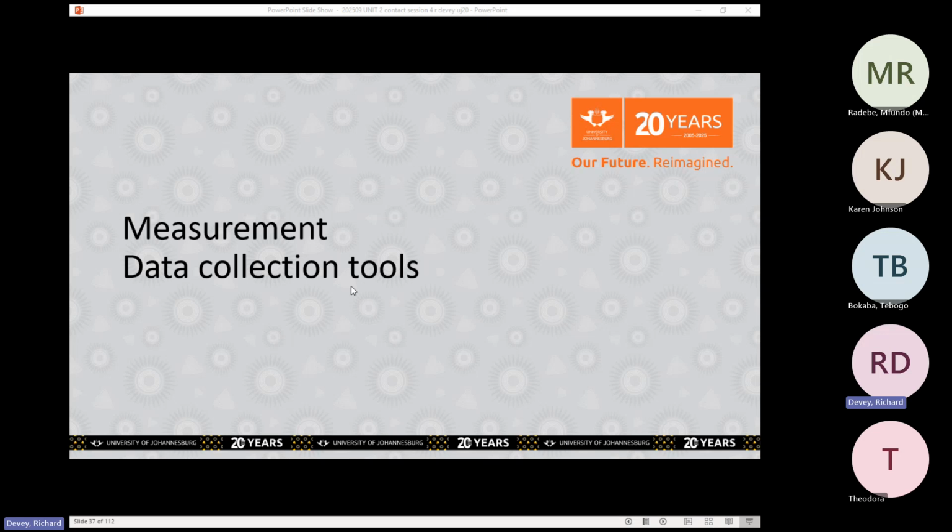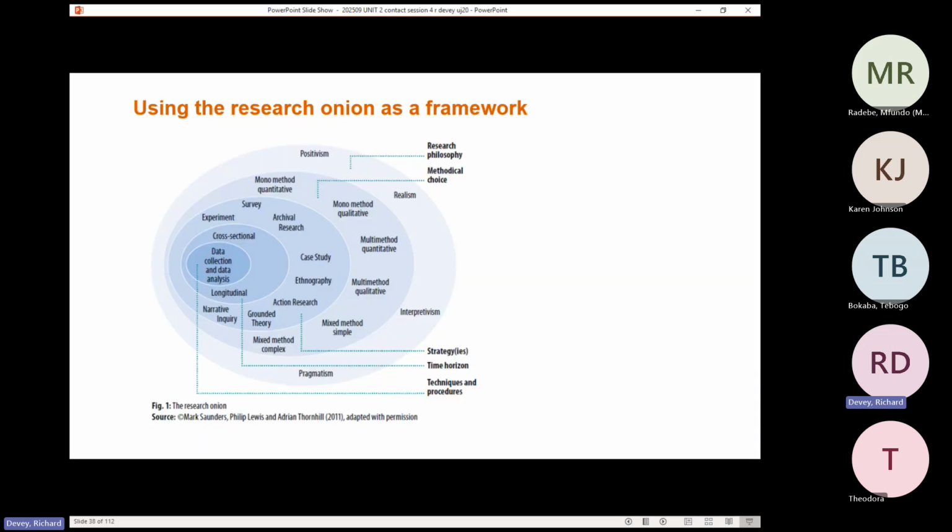So that's the next component. We're moving down a level, down the research onion, to the data collection and data analysis components for the rest of the session and for the last unit. Those units are about how we measure data, and then how we analyze data. So that's what we're going to be focusing on now. We're moving beyond the conceptualization phase into the measurement phase for our study.